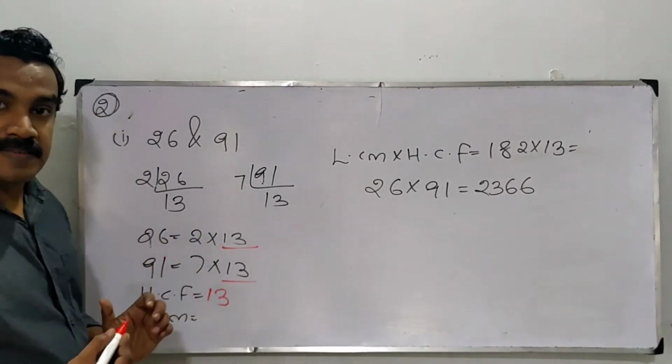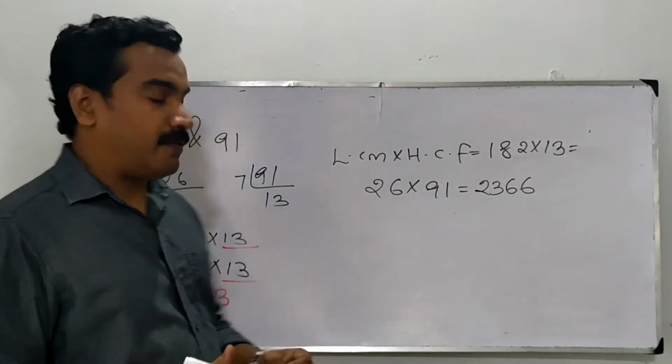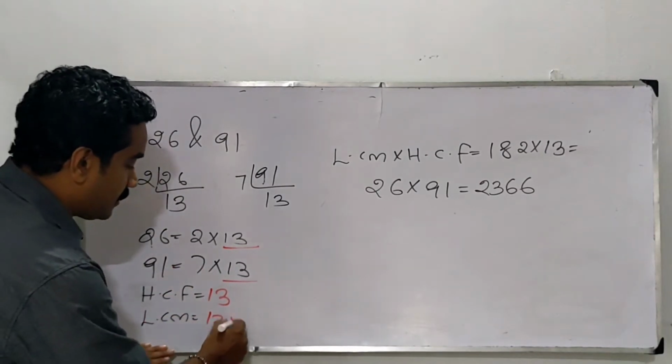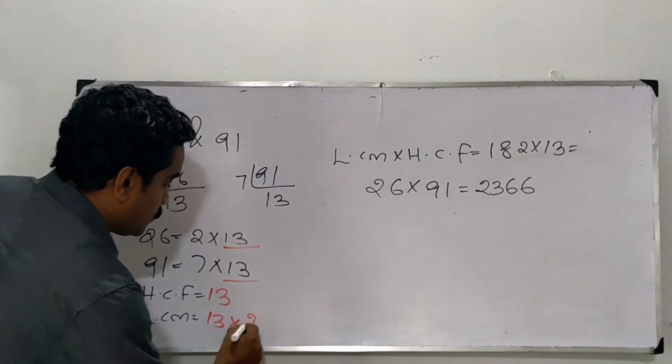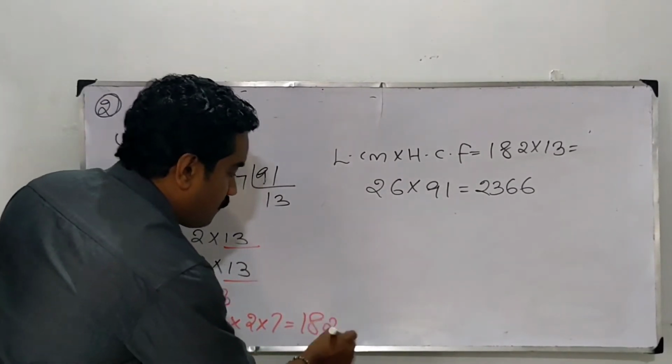And for finding the LCM, we are taking the common one. In common, we are taking the largest power. Common here is 13, same powers. Here we are taking only the 13. 13 into, then we are taking all the non-common numbers, 2 and 7. 2 into 7. 13 into 2 into 7 is actually equal to 182.